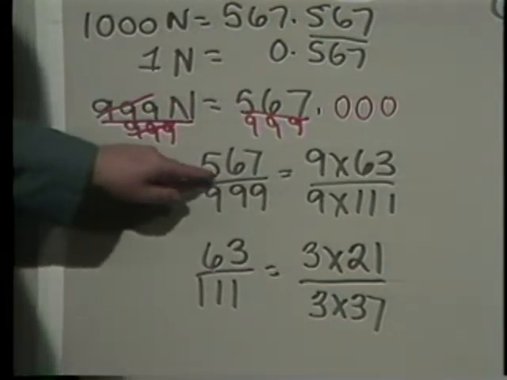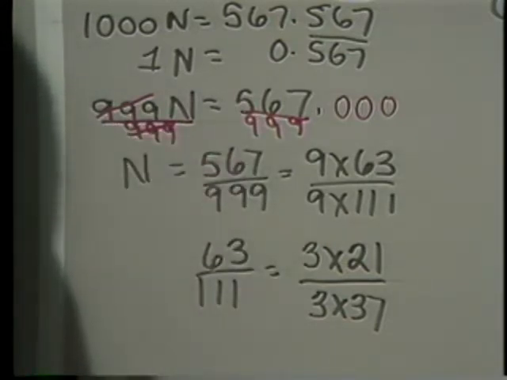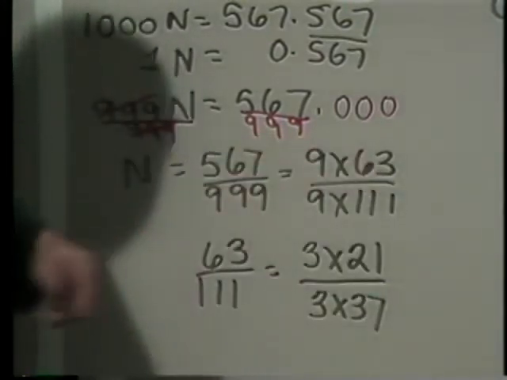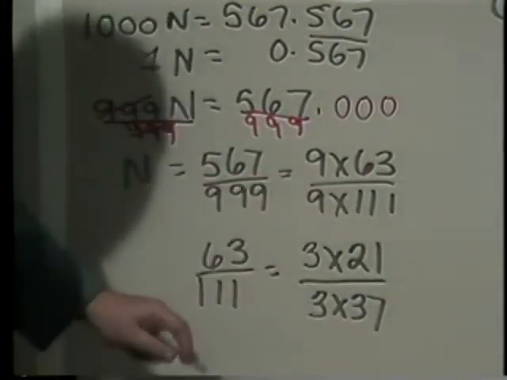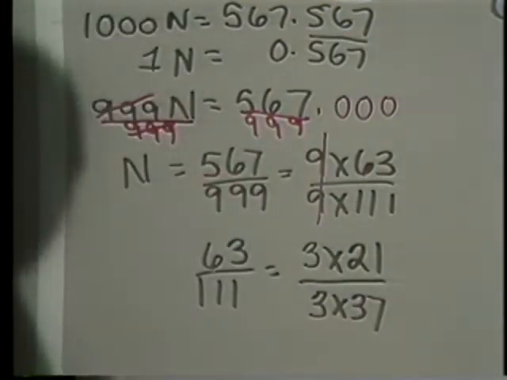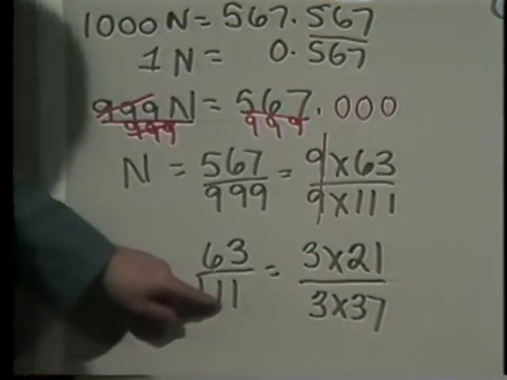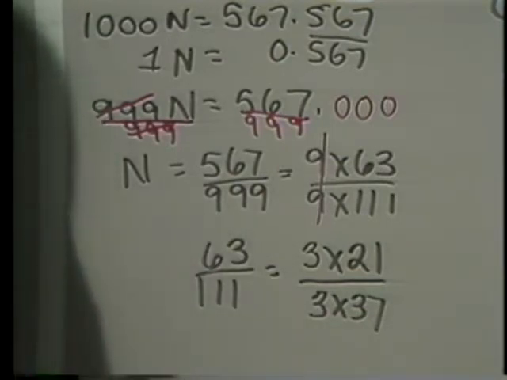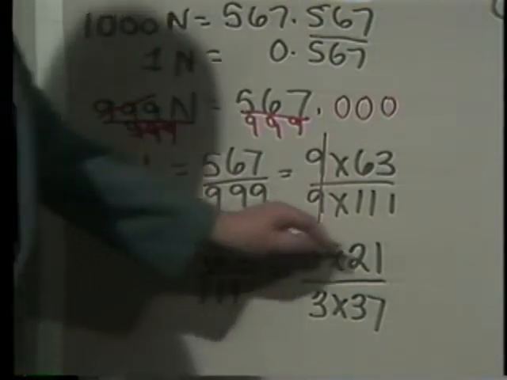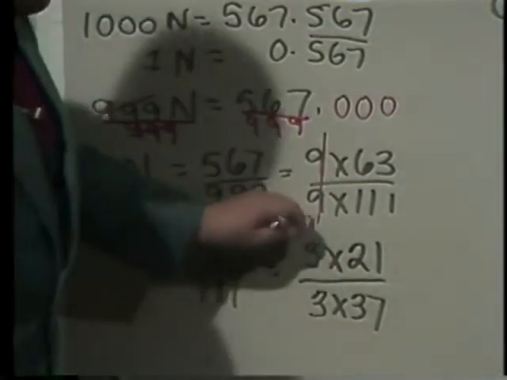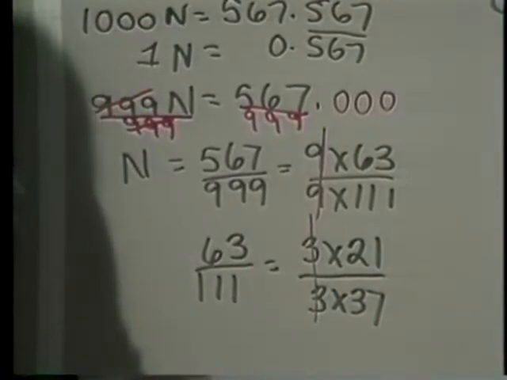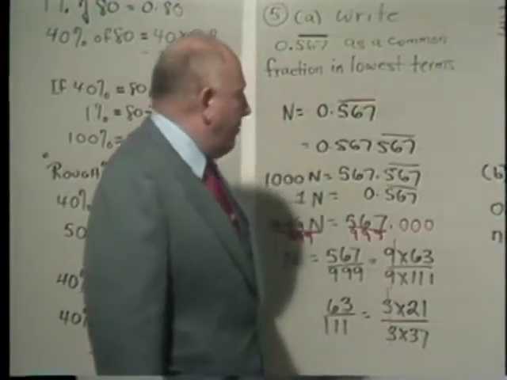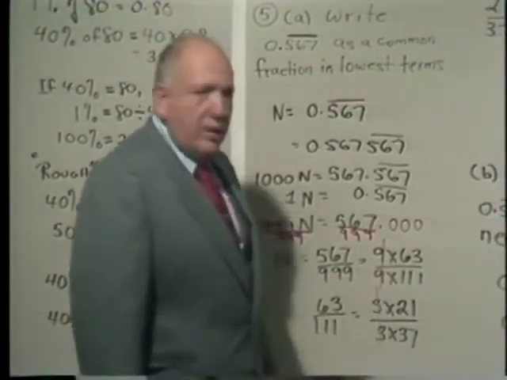Notice that the sum of the digits here, 5 and 6 are 11 and 7 are 18. 18 is divisible by 9. That tells me that 9 is a factor of the numerator. The numerator is 9 times 63. The denominator is 9 times 111. I cancel the 9s. I now have 63 over 111. 1 plus 1 plus 1 is 3, so my denominator is divisible by 3. 6 plus 3 is 9, so my numerator is divisible by 3. The numerator is 3 times 21. The denominator is 3 times 37. So the fraction is 21 over 37. And this can't be broken down any further because 37 is a prime. So the answer to the problem is 21 37ths.